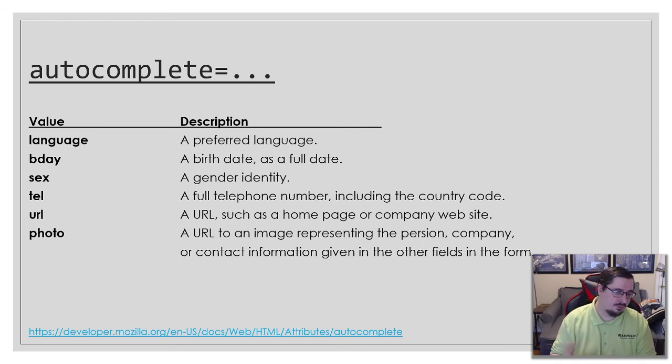bday, short for birth date. If you want the user to enter their birth date as a full date, that would be it. Sex is for gender. Tel for their telephone number, including the country code. URL, if you want them to provide some sort of homepage or portfolio website or their company website, that would be the autocomplete token there. Photo, if you want them to provide a URL to some sort of image for them or the company that they're representing.